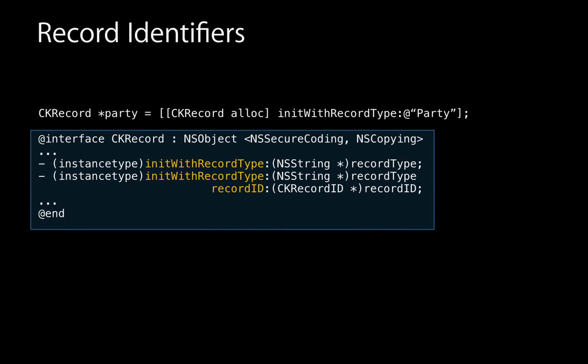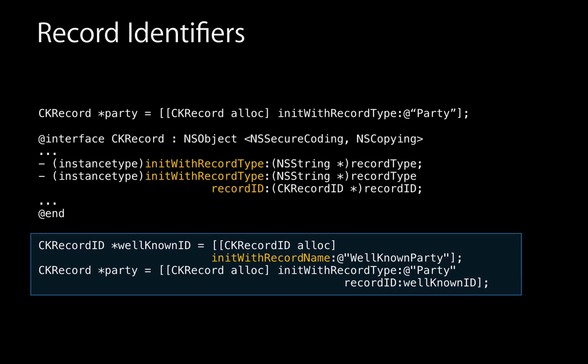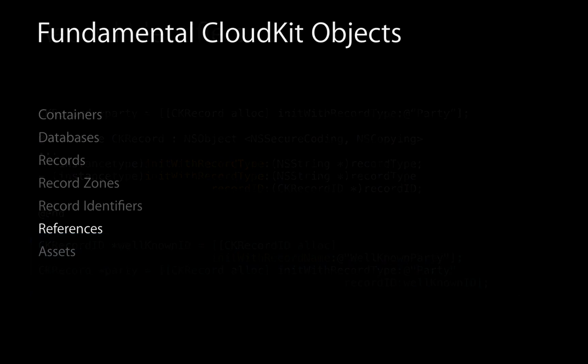Here we are creating a record. You've seen that already. And we've got multiple initializers for CK record. You can either choose to provide us a record ID, or you could choose not to. If you choose not to provide a record ID, we're going to assign a random UUID to the record. Also, note here that when I created my record ID, I chose not to give it a zone. Throughout CloudKit's API, if you choose not to give us a record zone, we're going to assume that you meant the default zone. So here, I am creating a record ID with the name well-known party that exists within the default zone. So those are record IDs.